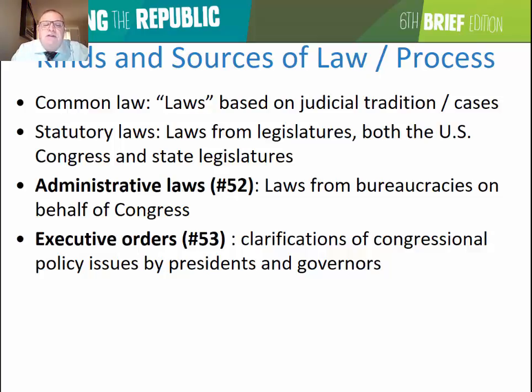Executive orders, we had that controversy in the presidency chapter. Those are clarifications of executive policy issued by presidents and then governors as well.